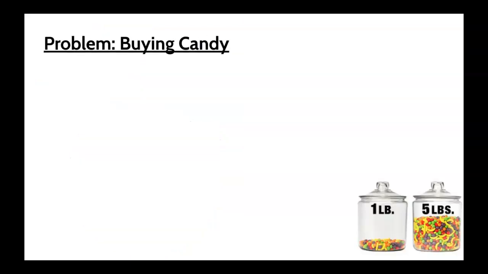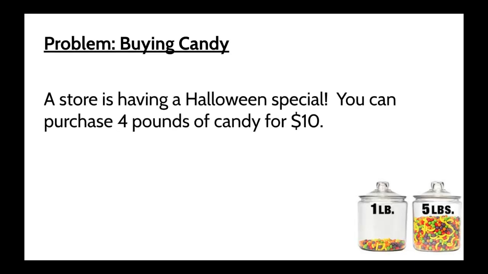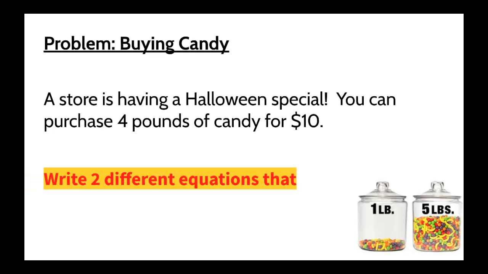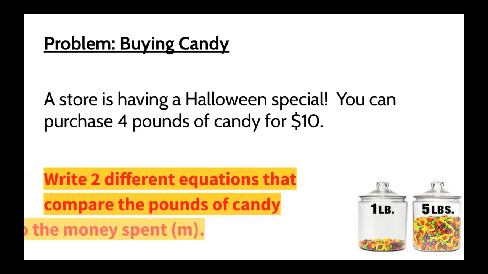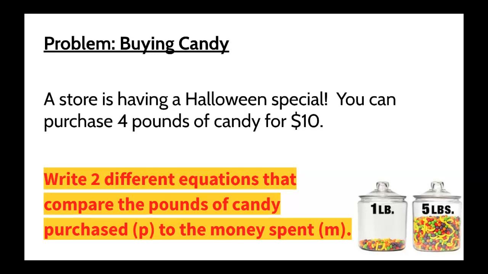Today we're going to look at this one problem, buying candy. A store is having a Halloween special and you can purchase 4 pounds of candy for $10. We're going to use this scenario for our entire problem today. In our ultimate goal, I want you to write two different equations that compare the pounds of candy purchased, which we'll call P, to the money spent, which we'll call M.